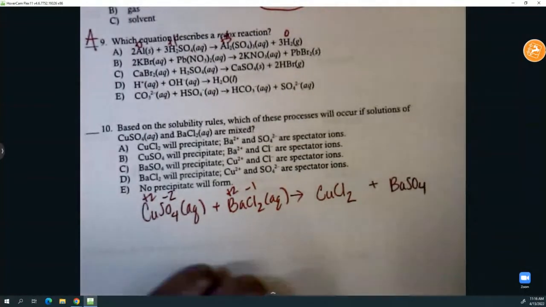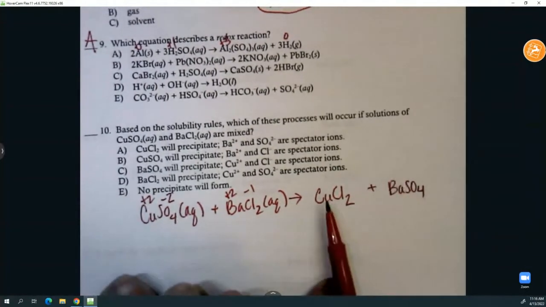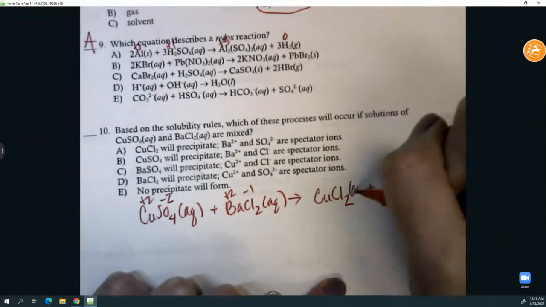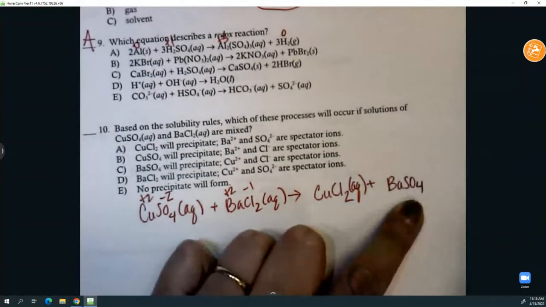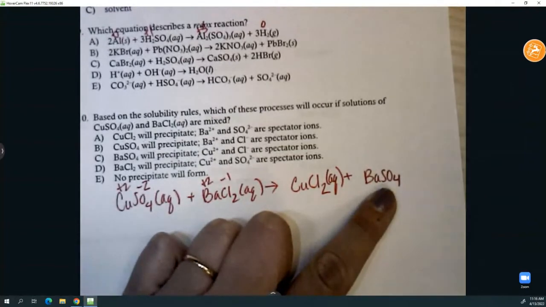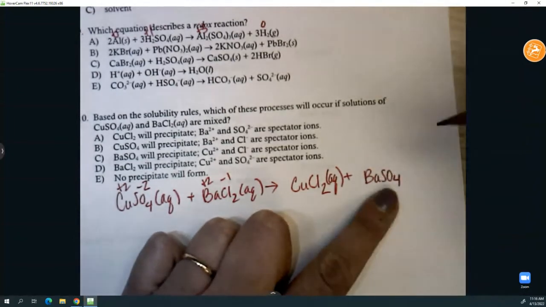Okay, so then I just need to figure out the phases. So I know chlorine should usually be soluble. There's only a few cases where it's not. Copper is not one of those exceptions, so that should be aqueous. Sulfates are usually insoluble, and the exceptions were, I think, mostly just the +1s, right? Or this is mostly, I don't know, barium sulfate looks insoluble to me.